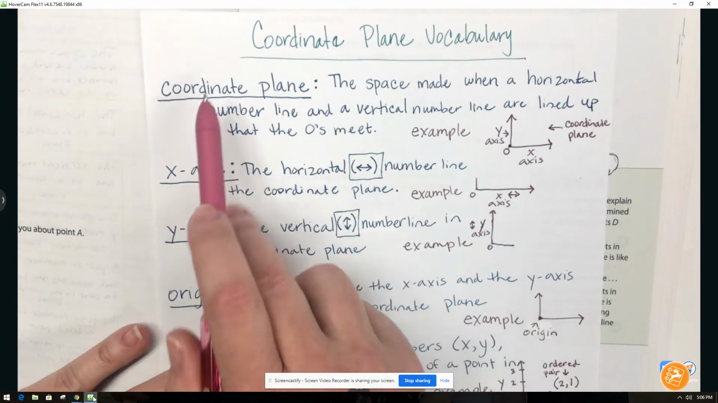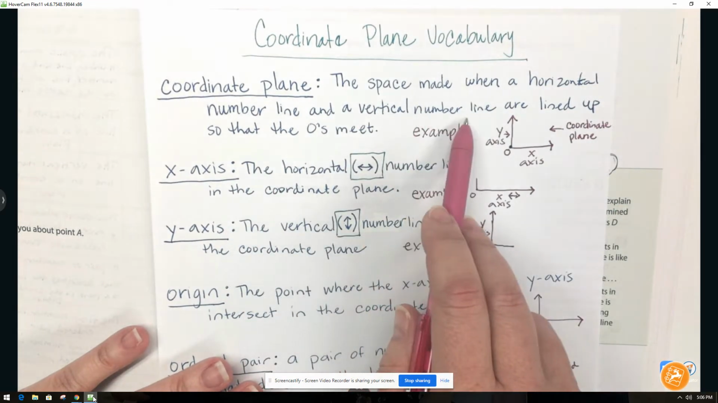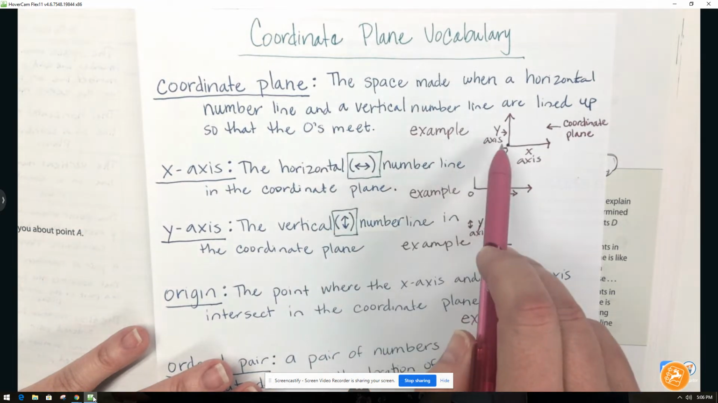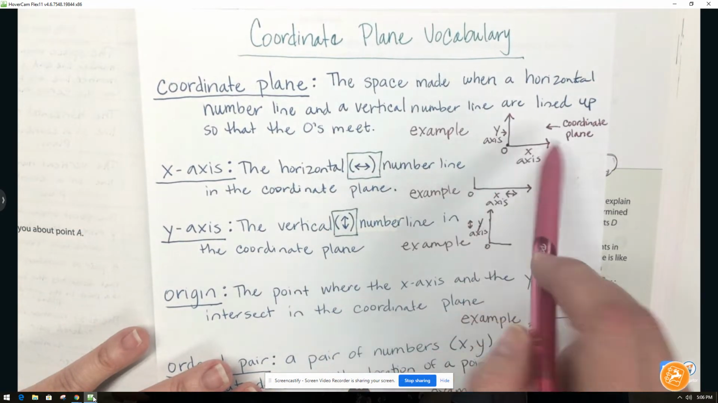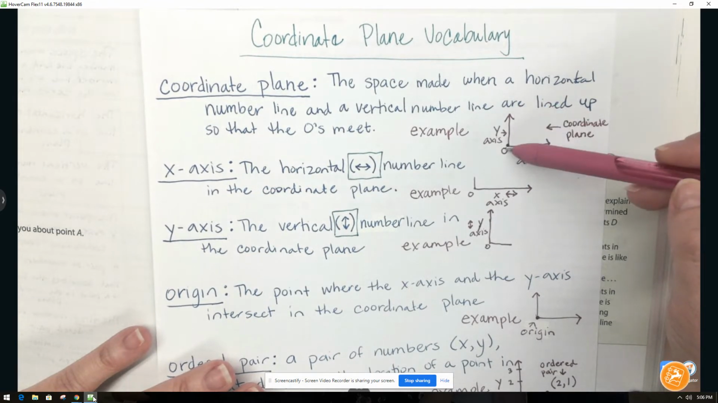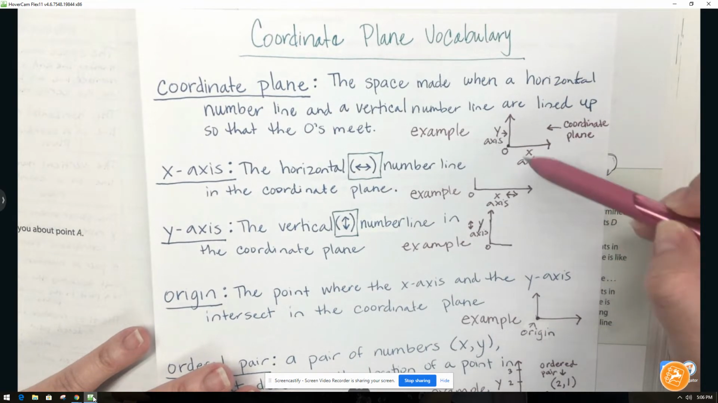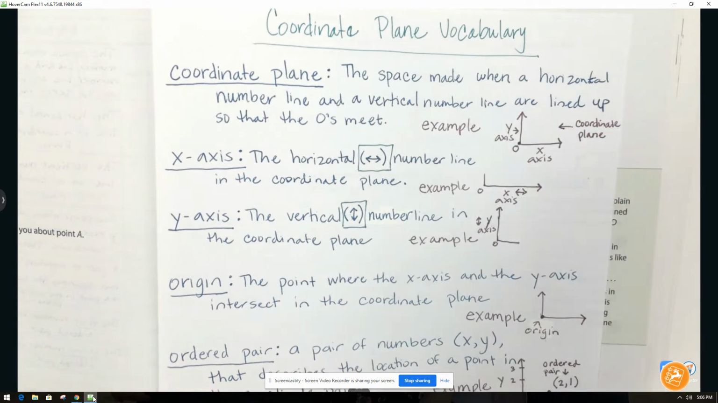To remind you, the coordinate plane is the space when a horizontal number line and a vertical number line are lined up so that the zeros meet. An example here would be our x-axis is always our horizontal axis. Our y-axis is always our vertical axis. Where the 2 points meet is where the 0 of the x and the 0 of the y intersect. That is the point of origin. So this here is the coordinate plane.